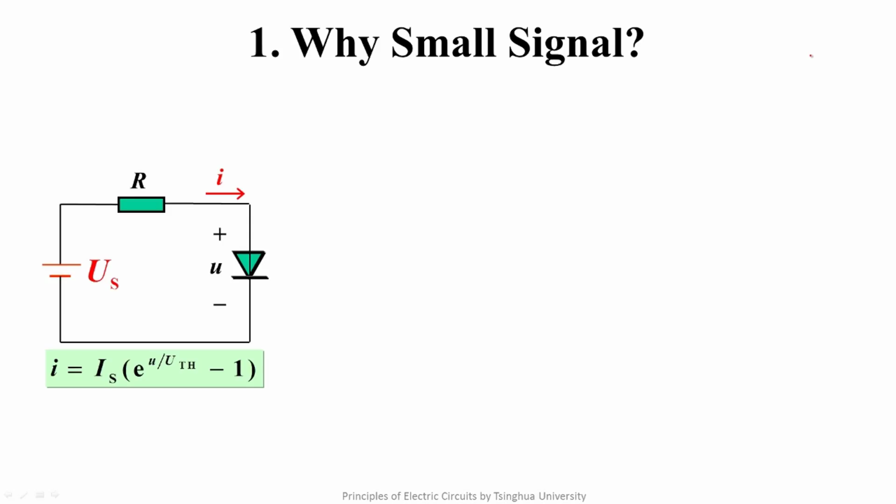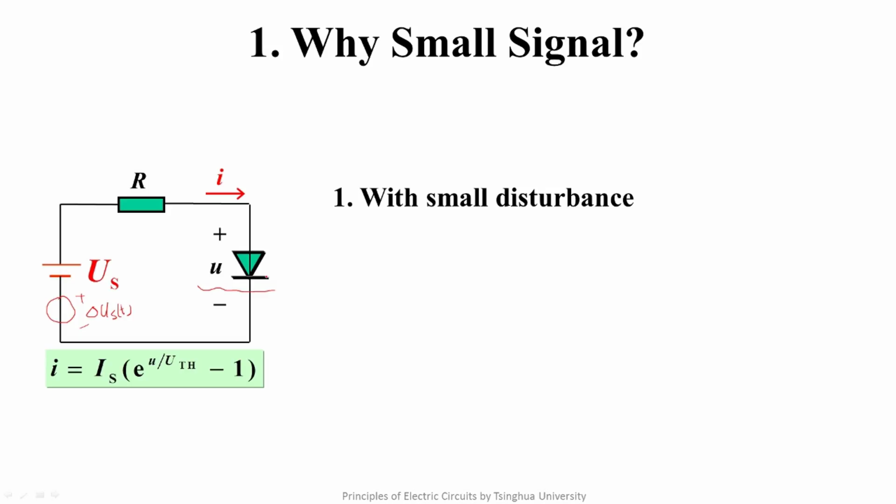In the previous lectures, we have learned the analytical method, the graphical method, and the piecewise linear method for the nonlinear resistor circuits. So why do we also need the small signal method? There are two reasons. First, for such a nonlinear resistor circuit, as the figure shown, there may be a small disturbance in the circuit, such as a small disturbance of the voltage signal. How does the diode respond to this case? It needs to be analyzed by the small signal method.